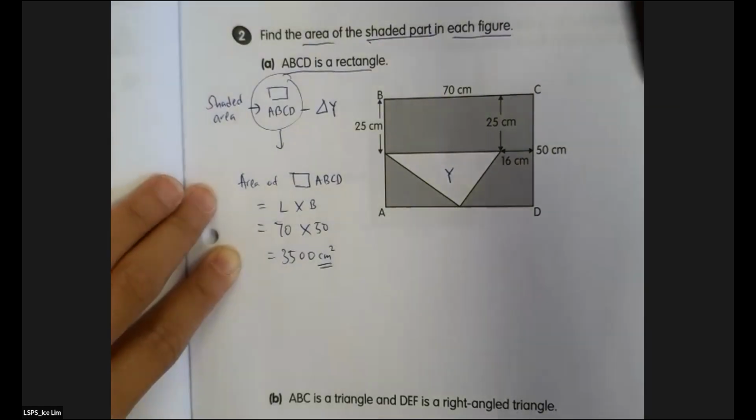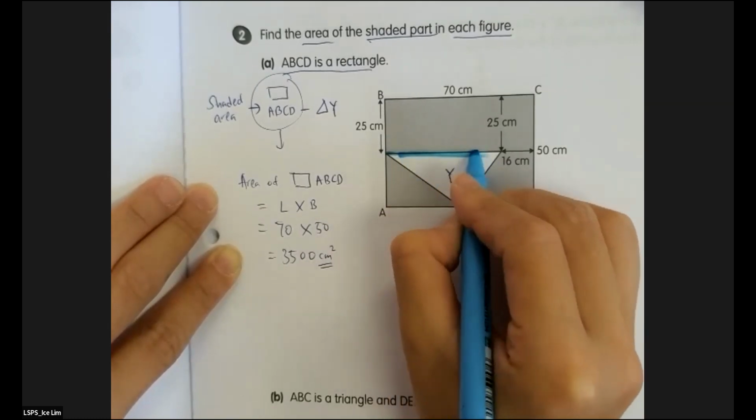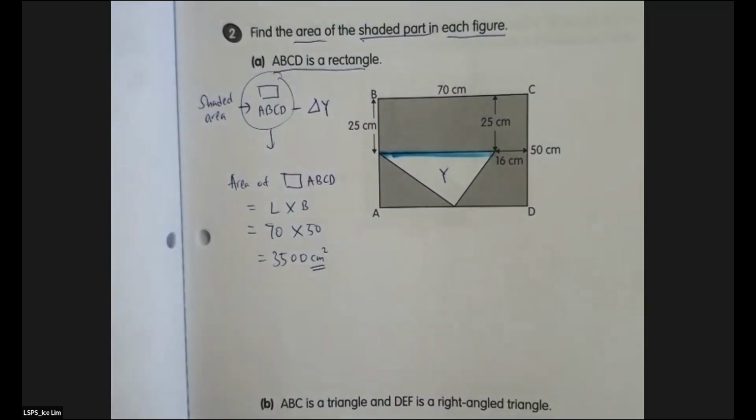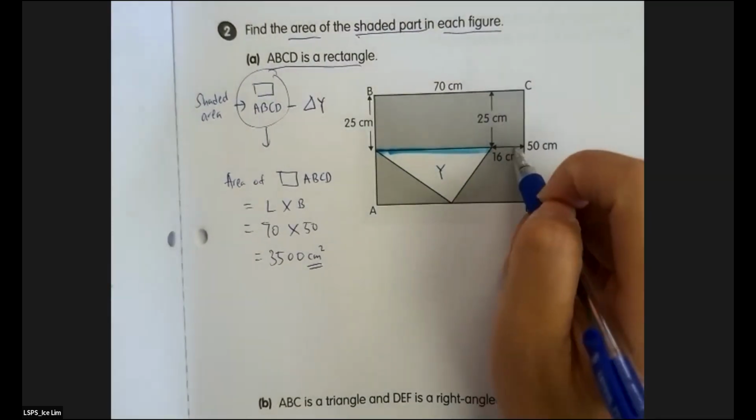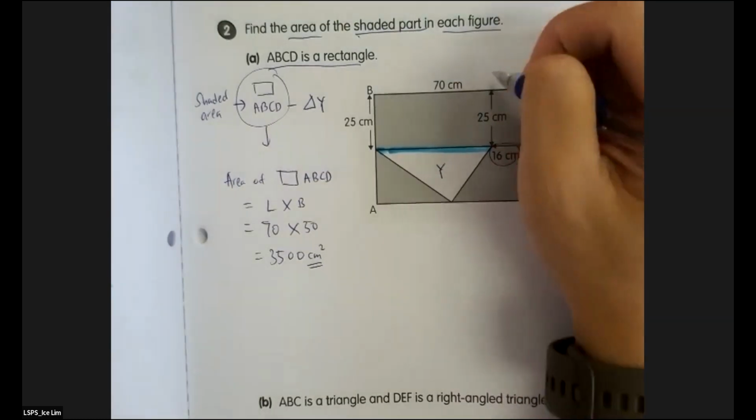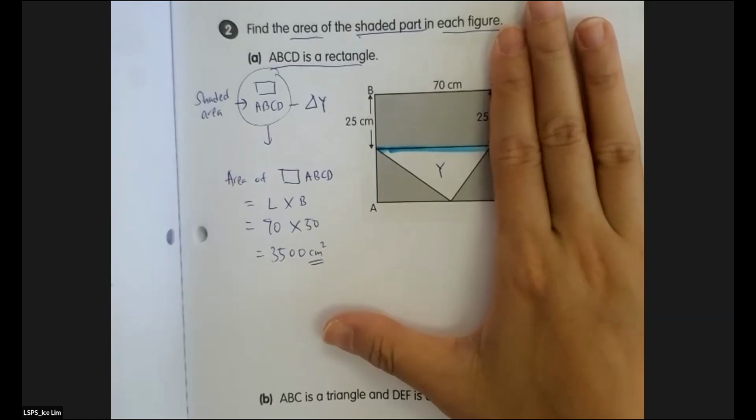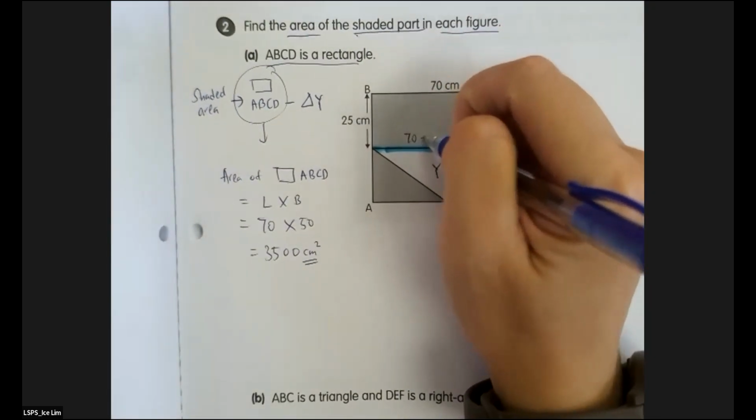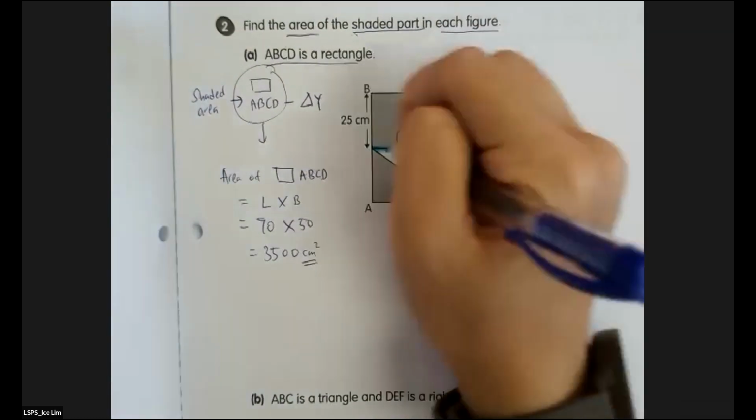Now look closely at the triangle here. This is the base. Why will I call this the base? It's a straight side, and there's a parallel side. I can find this base by using the given measurement here. Chop this up away. 70 minus 60, that's how I'm going to get this space here.